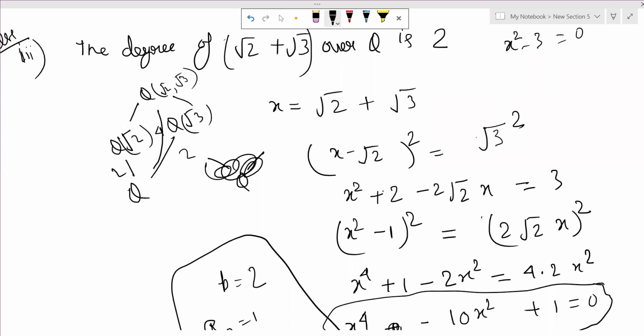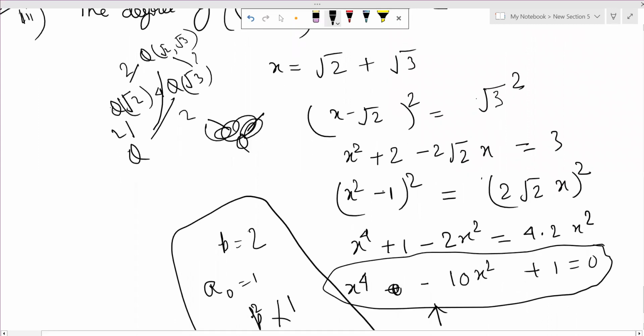Since root 3 is not here, root 2 is not here. So in this extension, root 2 plus root 3 is obvious, because root 2 is there, root 3 is there, so their sum is there. Here root 3 is not available, so it's over Q root 2. The extension of Q root 2 root 3 will be degree 2. Over here, this is also 2. So this extension is a 4-degree extension basically. So the degree of root 2 plus root 3 over Q is 4.